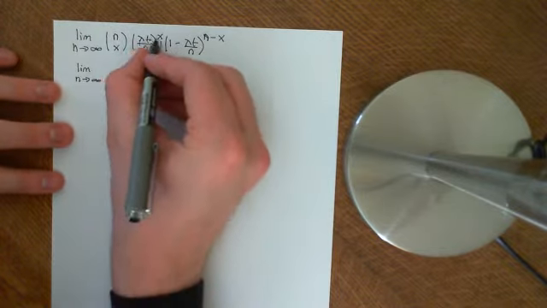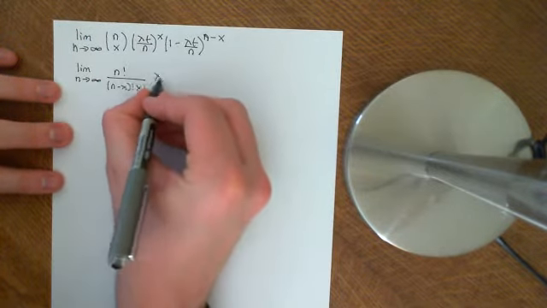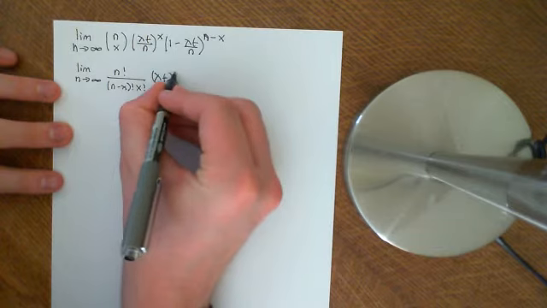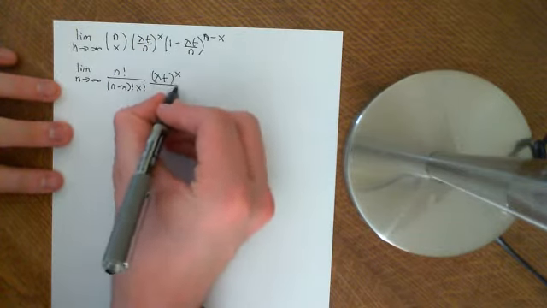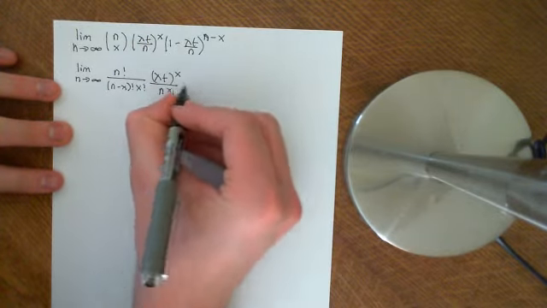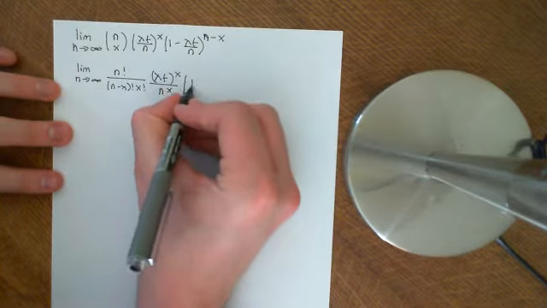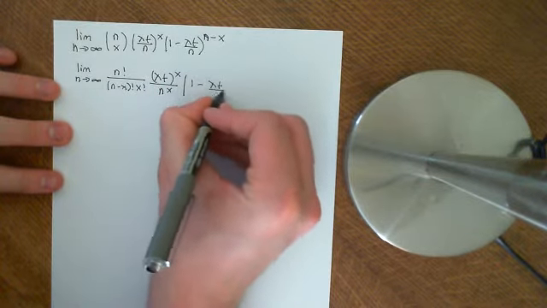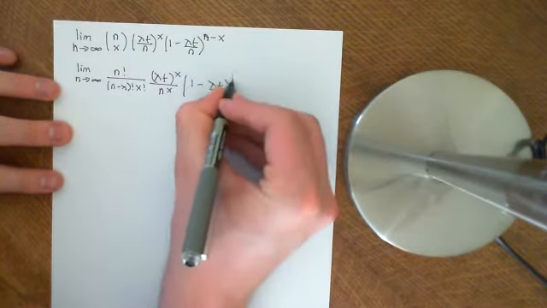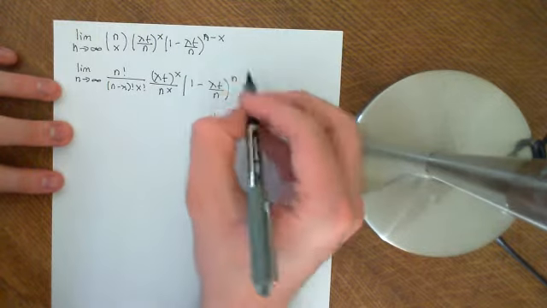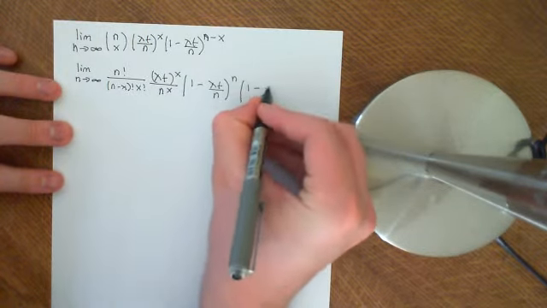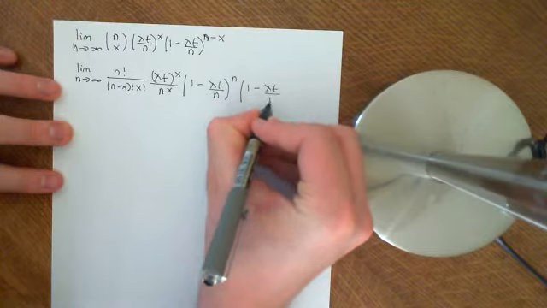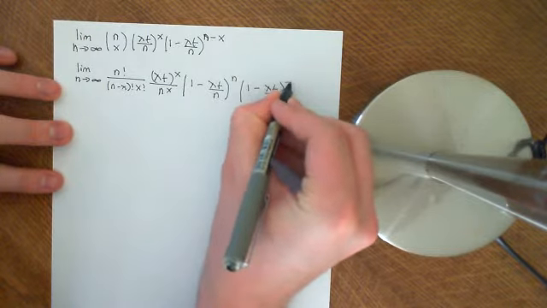And then let's expand out this thing here. We'll get lambda t to the power of x, and then we get over n to the power of x. And then what we get is 1 minus lambda t over n to the power of n, and I'm going to separate out this bit here. So I'm going to write 1 minus lambda t over n to the power of negative x.